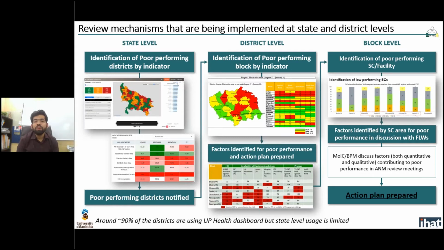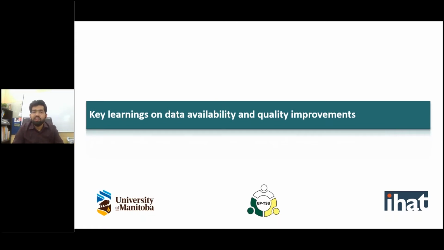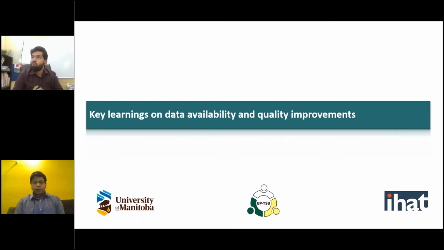The program managers will be able to analyze and prepare the action plan based on these low performing geographies and low performing blocks. So this is about some of the key interventions that we have implemented in the last 3-4 years under the leadership of NHM and the directorate from time to time.